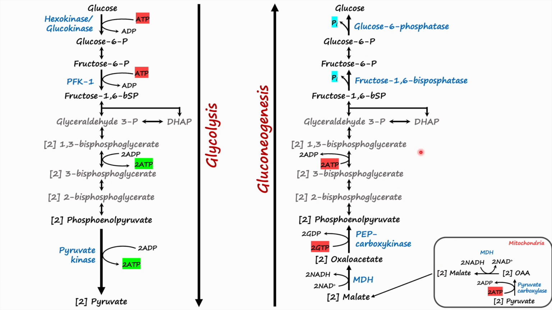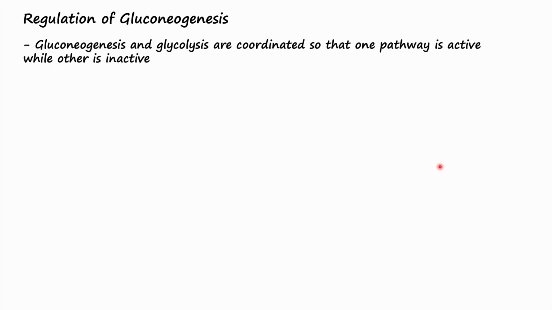So this is the overview of the gluconeogenesis pathway, and now I want to talk about the regulation of gluconeogenesis. The first important thing to remember is that gluconeogenesis and glycolysis are coordinated so that one pathway is active while the other is inactive. It is important because if both pathways were to operate simultaneously, there would be no net benefit. In fact, there would be considerable consumption of ATP, and this is prevented by a sophisticated system of reciprocal control which inhibits glycolysis when gluconeogenesis is activated, and activates glycolysis when gluconeogenesis is inhibited.